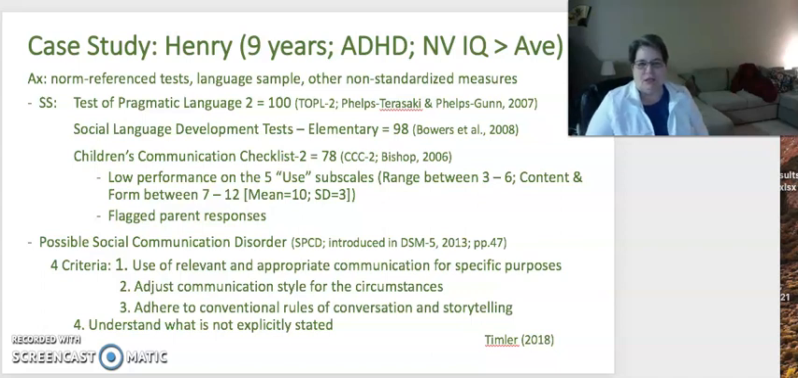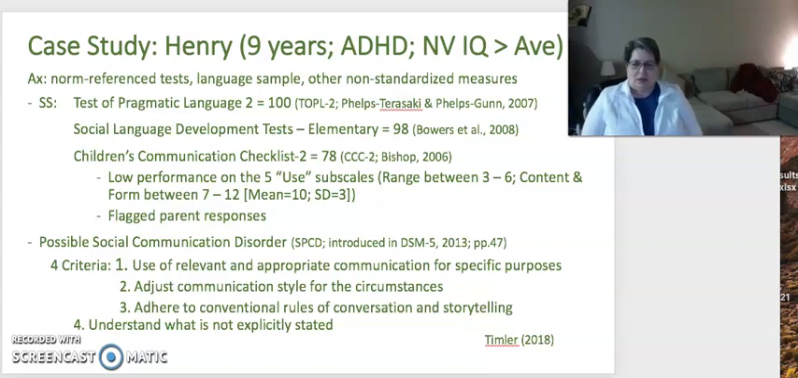However, on the Children's Communication Checklist 2, that being the CCC2, the standard score was 78. And this low performance was seen on 5 of the use subscales. So the range was between 3 and 6, whereas for content and form, the range was between 7 and 12, where the mean is 10 and standard deviation 3, so it's acceptable. Those scores are acceptable for content and form, but use is unexpectedly low.